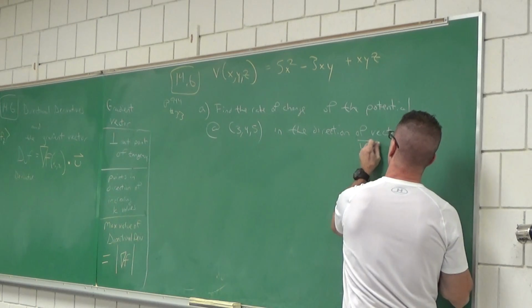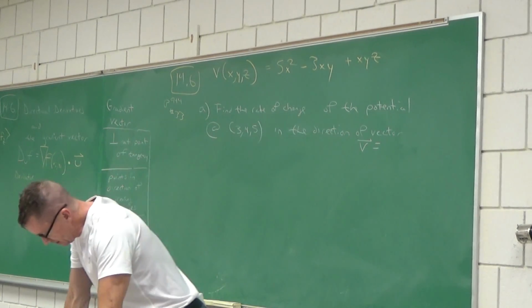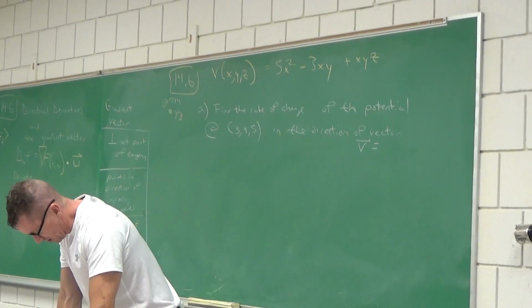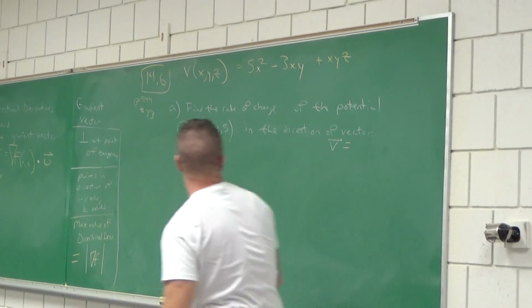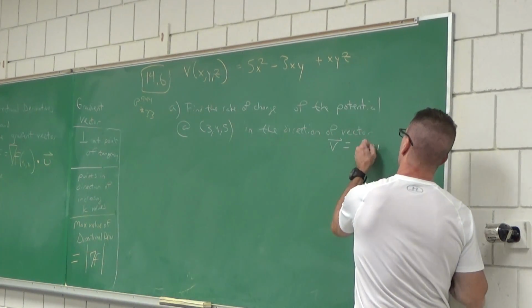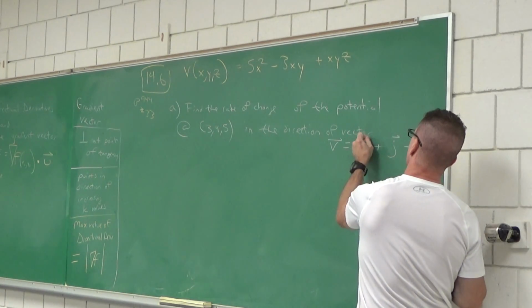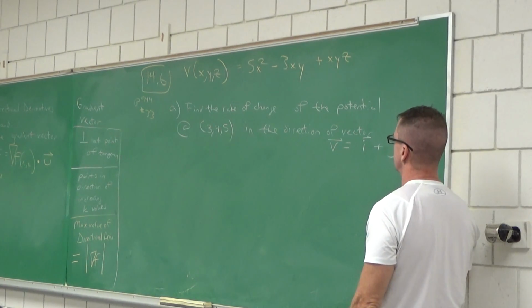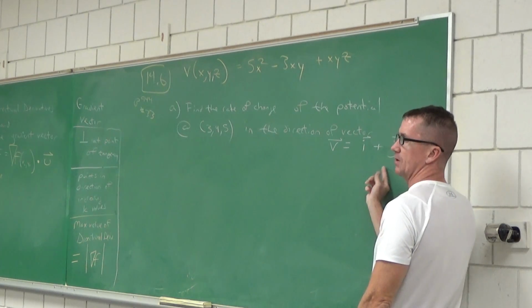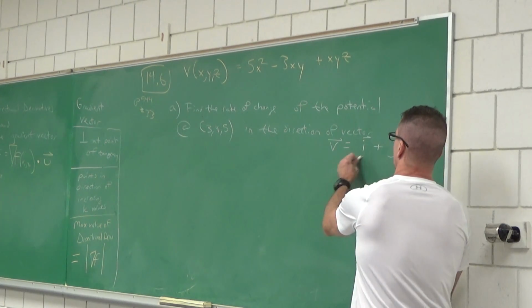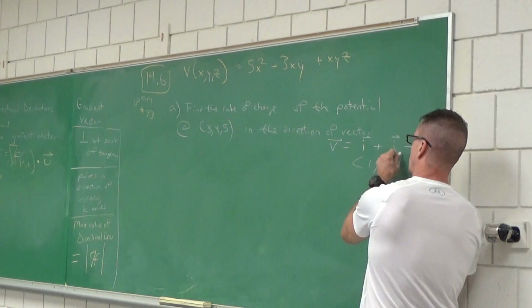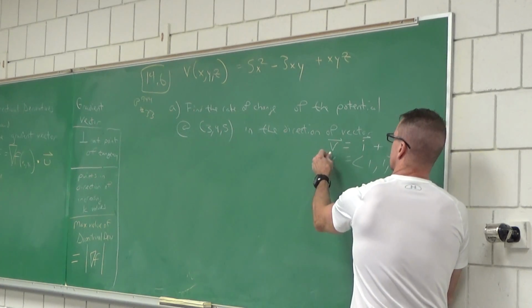V equals, they put it in standard basis form, so I'm going to do that as well. I plus j minus k. Hey, before we start, can we just put that in component form? What's that in component form? 1, 1, negative 1. All right, so I'll write that. You prefer that? You might run it like that in your notes.